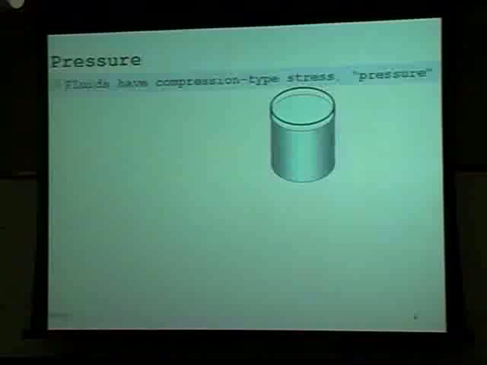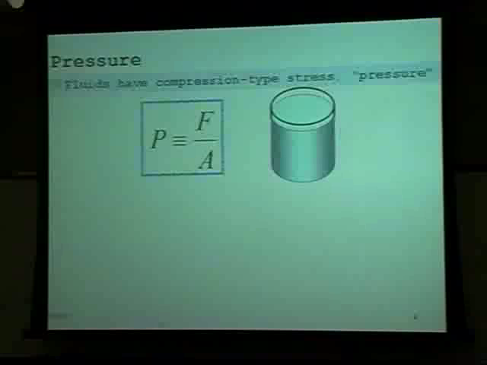Pressure is also a concept that we wish to apply for fluids. Pressure is a compression-like stress applied to a fluid, and its definition looks like this. We define pressure as the force applied over a certain cross-section or a certain surface area. Force applied over a surface area.